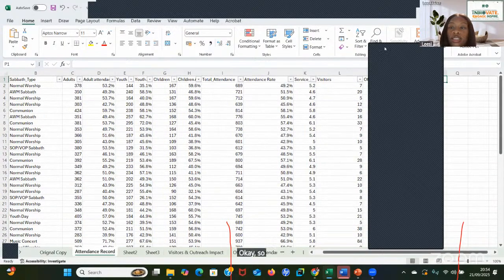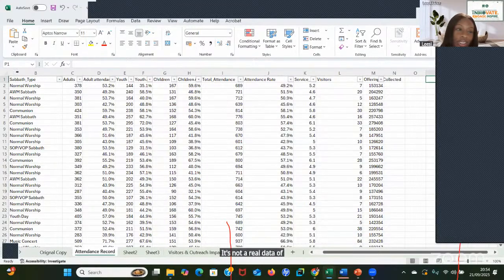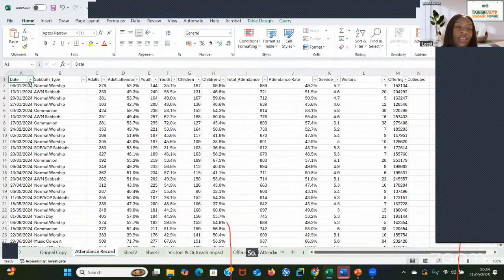Okay, so this record is the record that I got from ChatGPT. So it's synthetic data. It's not real data of any existing Seventh-day Adventist church. So we assume that this data is for the year 2024.